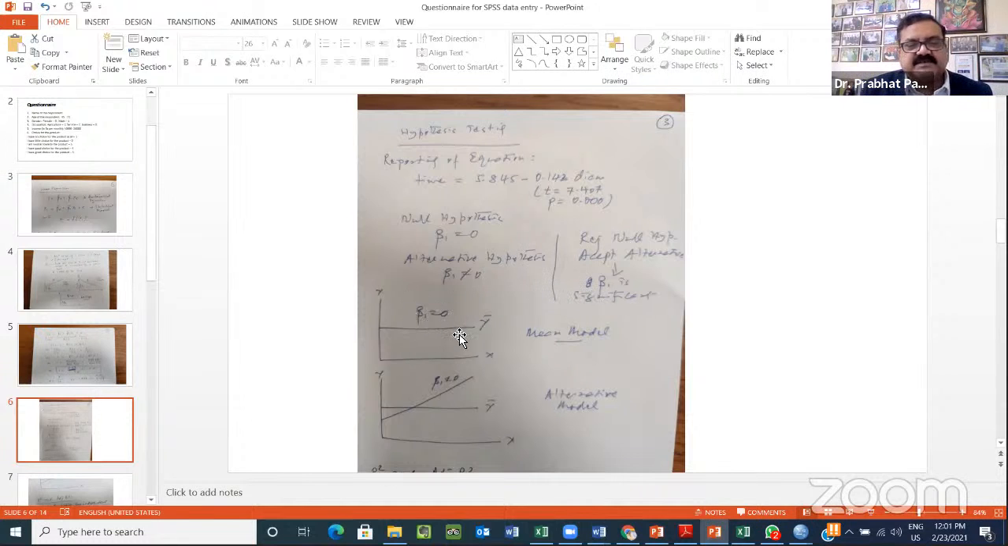So if you look at the first graph, where does this hypothesis come from? What is the origin of this hypothesis?